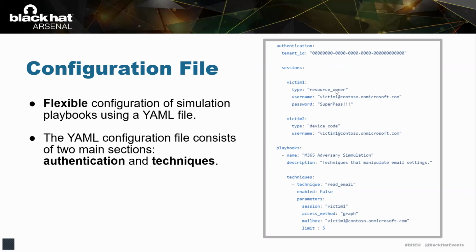So for example, we have this user that we're going to run simulations under, and this user doesn't have MFA, so we can use the resource owner OAuth flow. But if you have a user that has MFA, you can use the device code, and msInvader is going to ask you for the code, to submit the code, and you submit it interactively. msInvader updates the token and starts simulating techniques.